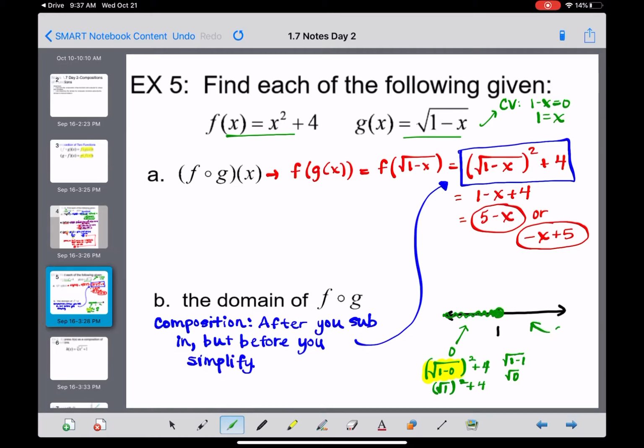If I test a number bigger than 1, let's say I test 2, you would have the square root of 1 minus 2. Again, you would square it, but the square root of 1 minus 2 is the square root of negative 1. So it doesn't matter that I square it. That's an imaginary number, so it is not part of our domain. So our domain here would be x is an element of negative infinity to 1, and 1 would get the bracket because it can equal 1. So the key part here, whenever you're finding domain of a composition, is you look after you sub in, but before you simplify. That's the part you're looking at.